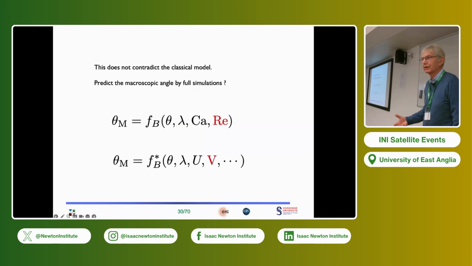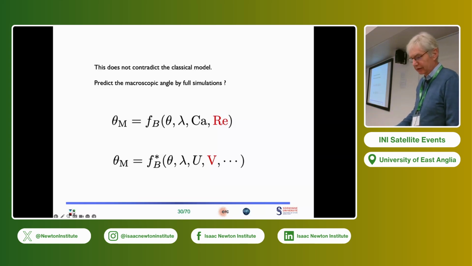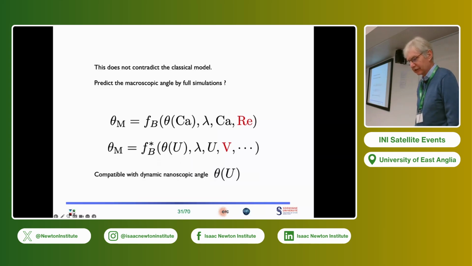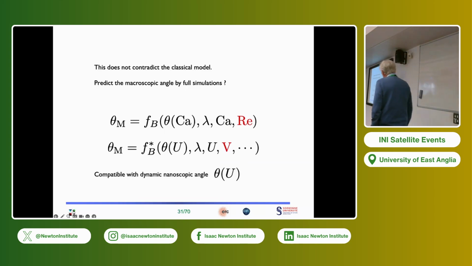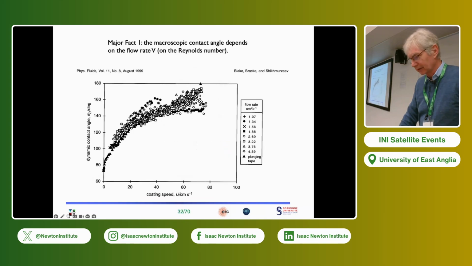The fact that the macroscopic angle depends on capillary and Reynolds is not in contradiction with the classical model. The classical model would tell you that if you can solve the equation, the macroscopic angle is a function of the microscopic angle, which is itself given by the mobility relation. So here I have rewritten this with the mobility relation. The mobility relation is theta of u, and the macroscopic mobility relation is a function of theta of u, but also of all the other parameters of the flow, such as the falling velocity v. So if we can, by full simulations, compute this function fb, then we can verify or falsify the classical model.